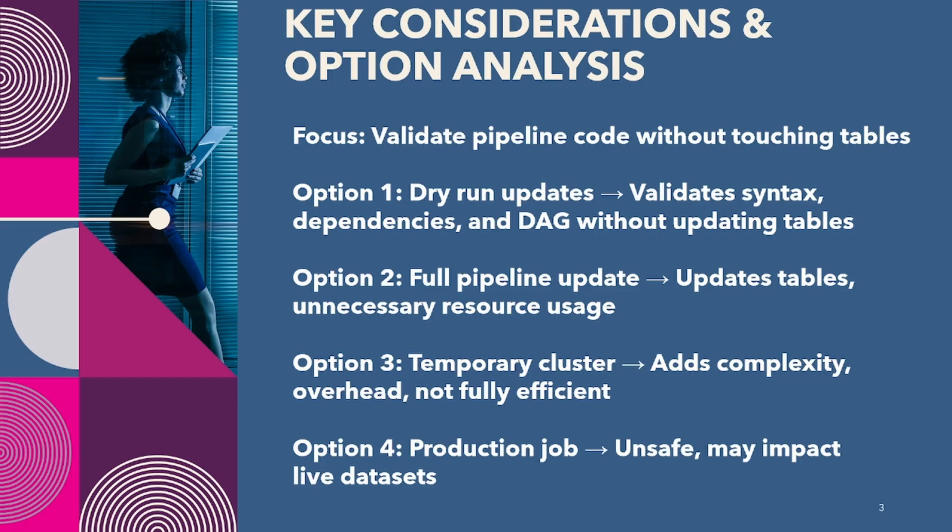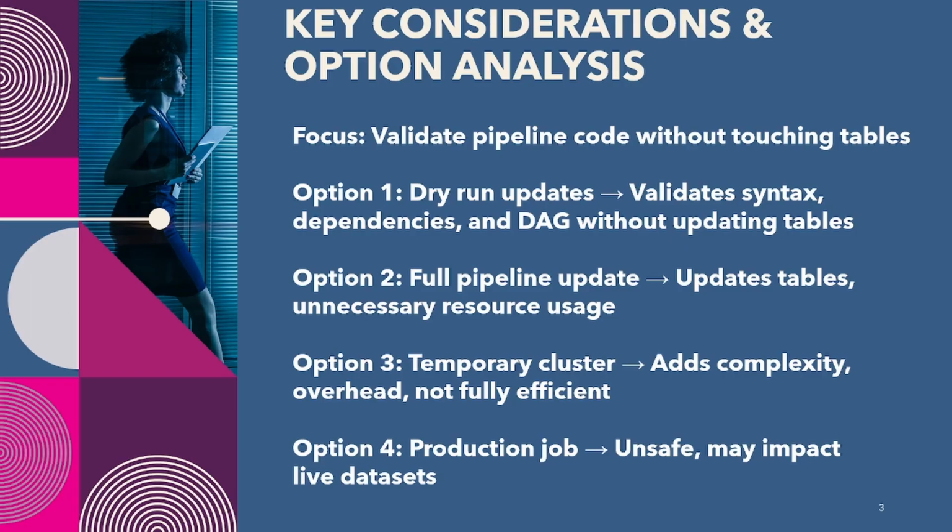Option 2, run a full pipeline update in development mode. Now, at first glance, this seems reasonable. You get to see the pipeline in action, which is often what we want. But you might be wondering why this isn't ideal for this scenario. The problem is that it does trigger table updates, which the question explicitly says we want to avoid. Plus, running full updates can consume unnecessary resources and might make debugging more complicated.